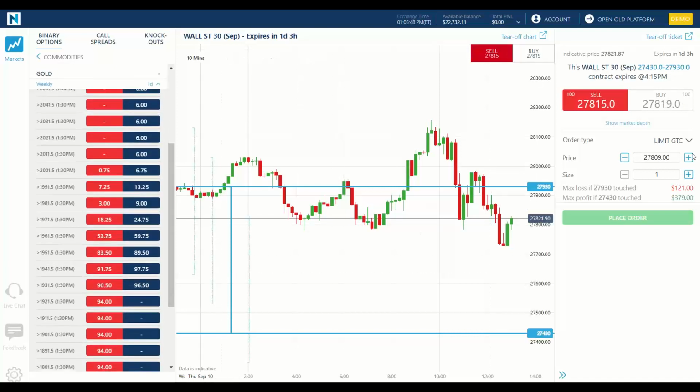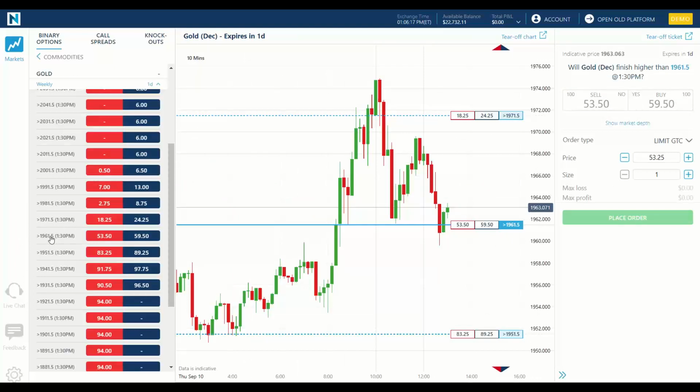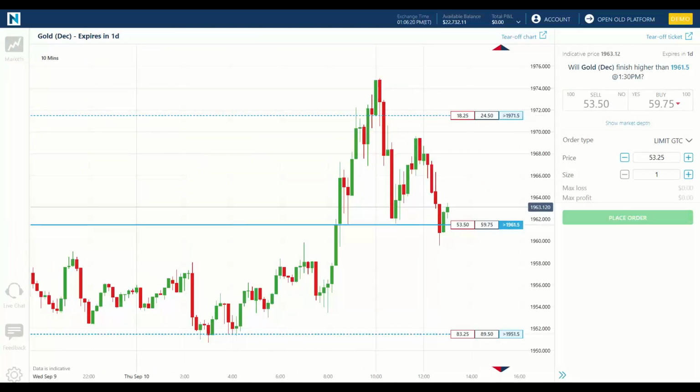Now, notice that these prices are very different than what you see on a knockout. As I mentioned, these will always trade between 0 and 100, and they are the probability of the answer being true. So let's pick the one that's closest to 50, which is 1961.50. I'm going to click on that, and that's going to populate a chart of gold. I am now going to hide that, and we can see the different binary options around the current indicative price. The current indicative price is 1963.